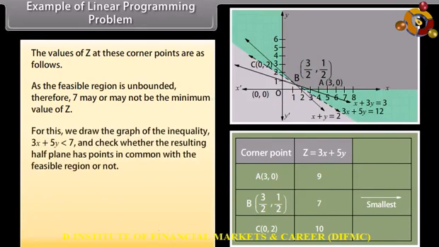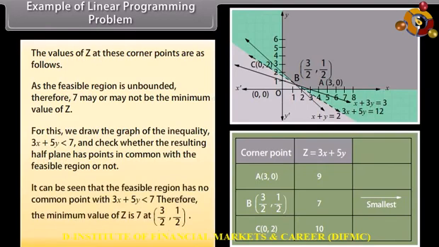For this, we draw the graph of the inequality 3x + 5y < 7 and check whether the resulting half plane has points in common with the feasible region or not. It can be seen that the feasible region has no common point with 3x + 5y < 7. Therefore, the minimum value of z is 7 at (3/2, 1/2).